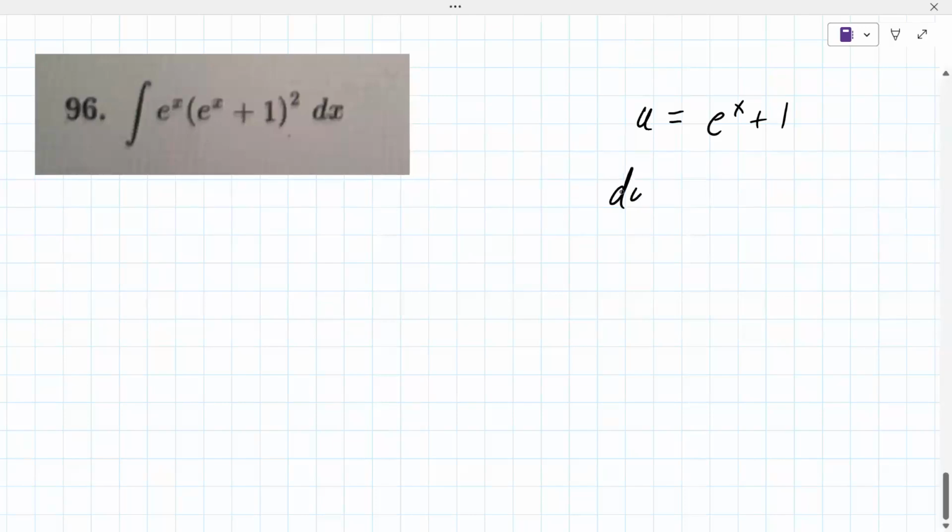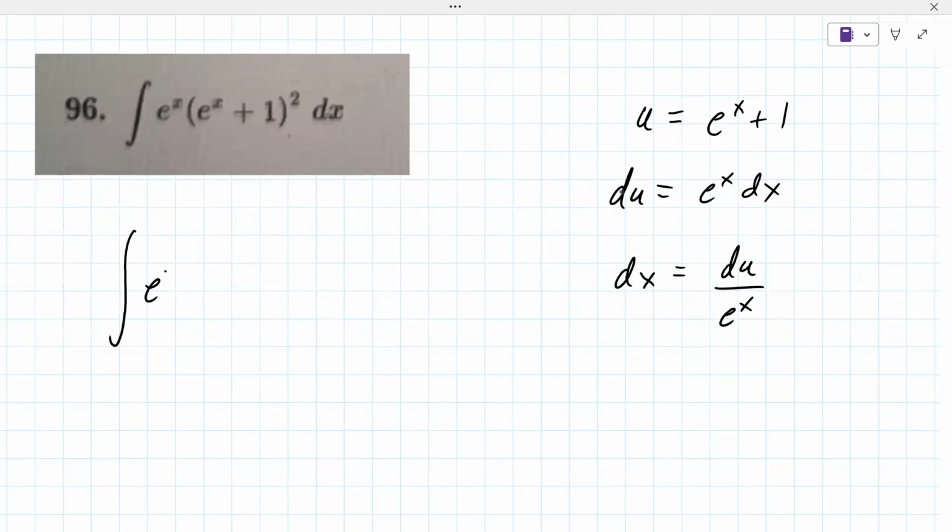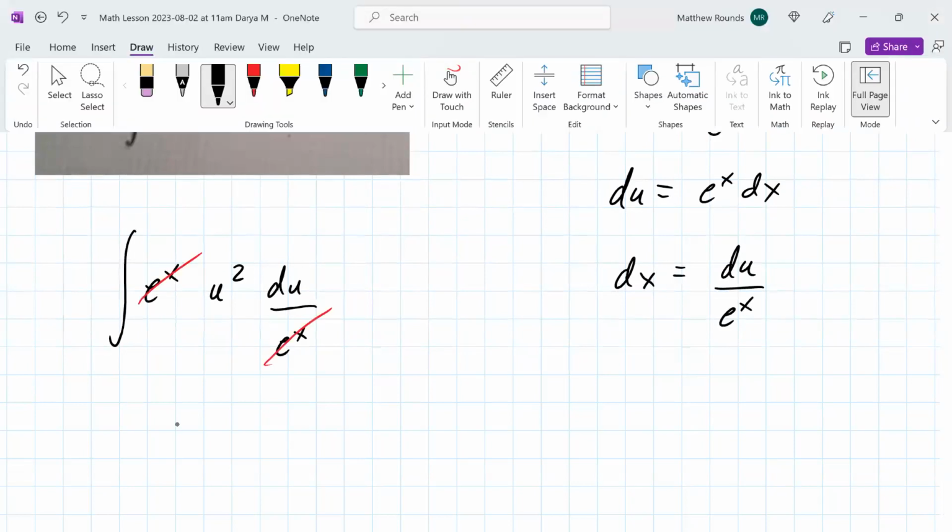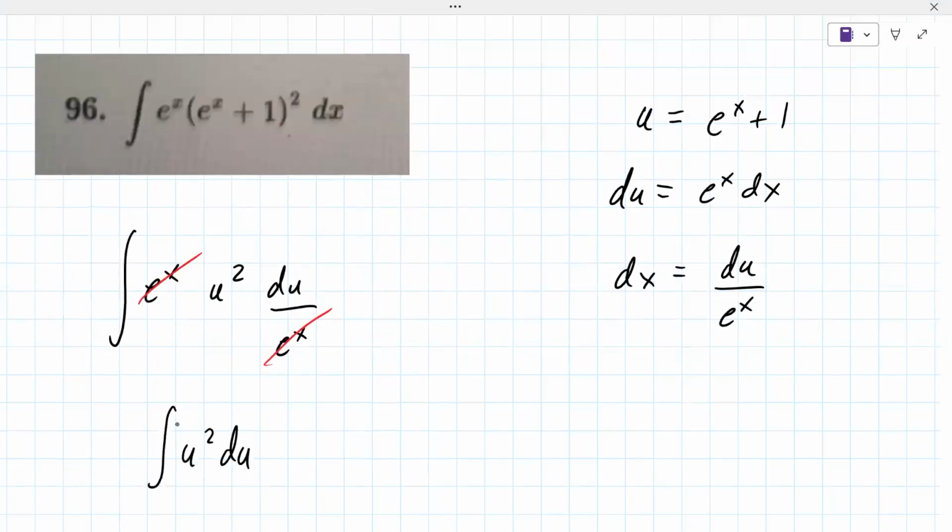The other thing though is that your du needs to be in the integral. This time it is, it's du over e to the x. So it's the integral of e to the x times u squared du over e to the x, and you get that nice cancellation. But this time it's not an e that's left over, it's just a u squared, or power rule.